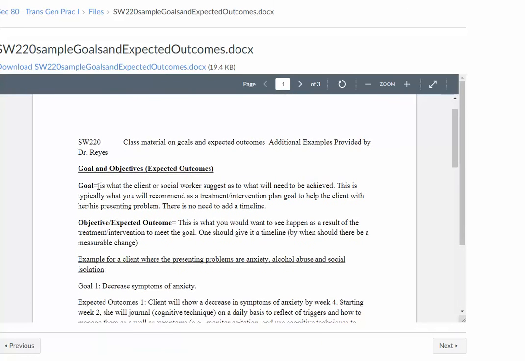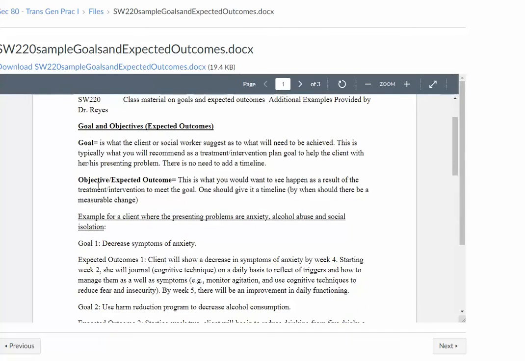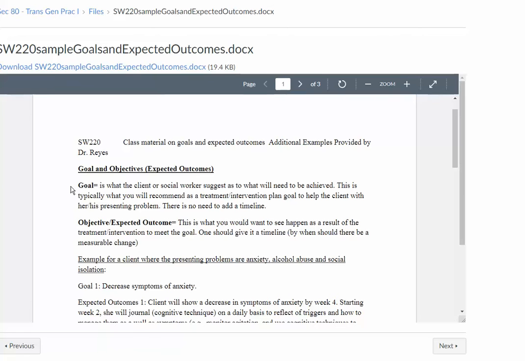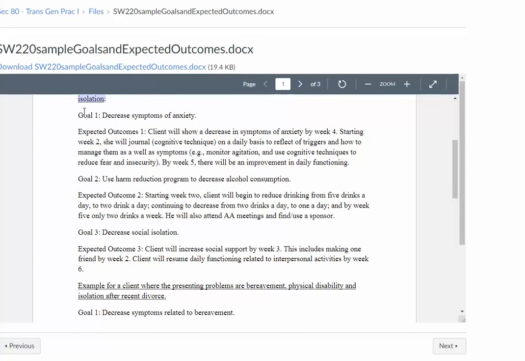And then here, Dr. Reyes gives us a number of different examples. Here she defines the goal, and the definition of objective or expected outcome, and then gives an example. In this example, it's a client who's presenting with anxiety, alcohol abuse, and social isolation. So for this, the first goal is to decrease symptoms of anxiety. Second goal, use harm reduction program to decrease alcohol consumption. You could also say the goal is to decrease alcohol consumption. Goal 3, decrease social isolation.